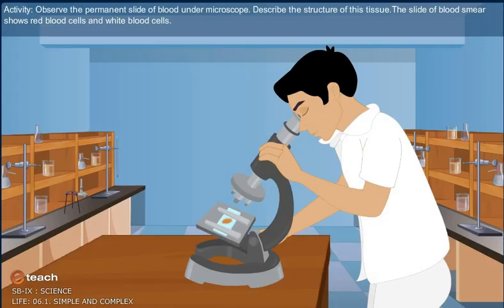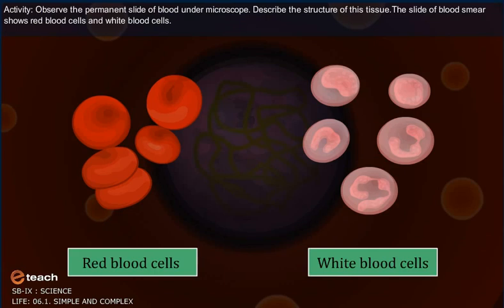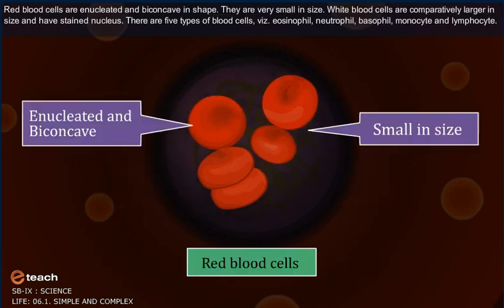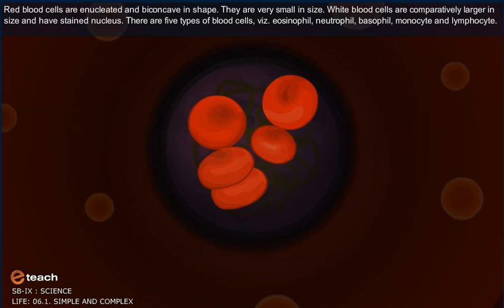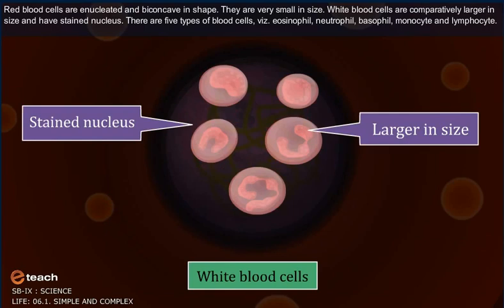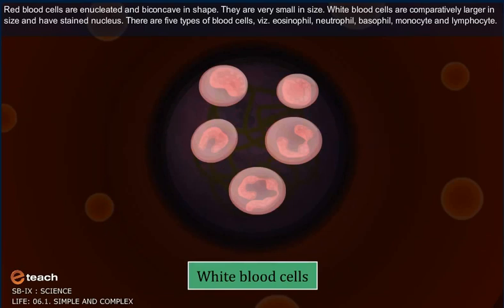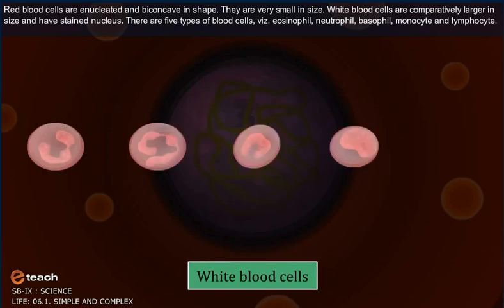Activity. Observe the permanent slide of blood under the microscope. Describe the structure of this tissue. The slide of blood smear shows red blood cells and white blood cells. Red blood cells are enucleated and biconcave in shape. They are very small in size. White blood cells are comparatively larger in size and have a stained nucleus.